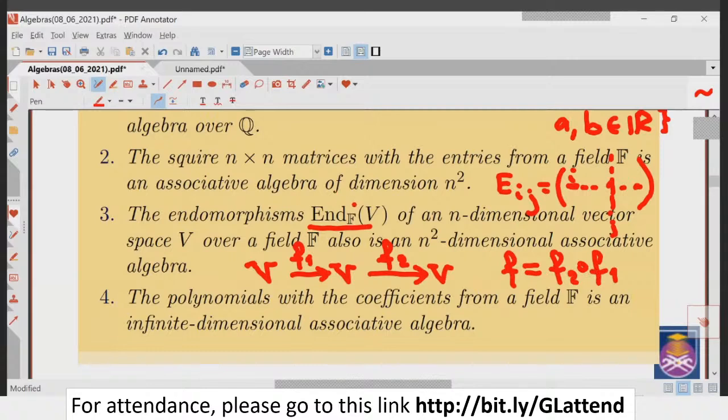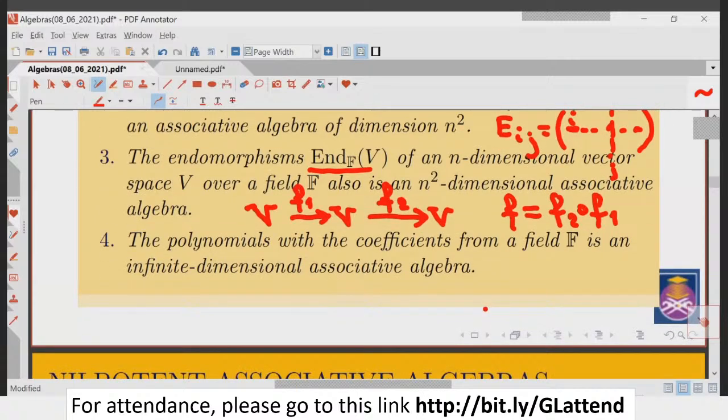Polynomials with coefficients from a field F are also an associative algebra. Addition and multiplication by scalar are given, because it is a vector space over F. Polynomials have infinite dimension, so this is an infinite dimensional algebra, an infinite dimensional vector space. So how do we introduce the product? The product is just the product of polynomials. We have already seen the product of polynomials in rings.